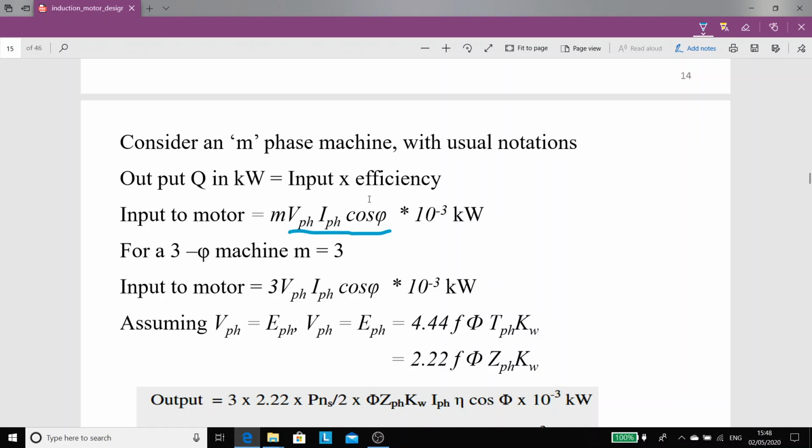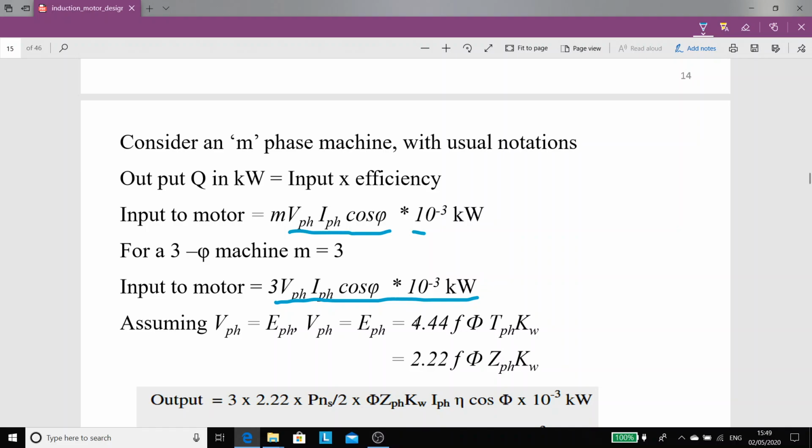This will give you the input power, and M stands for the number of phases. And this 10 raised to minus 3 is just to convert watt into kilowatt. Say if your motor is three phase, and generally the motors are three phase, then for three phase, the input to the motor is equal to 3 into VPH into IPH into cos phi into 10 raised to minus 3, and the unit is kilowatt.